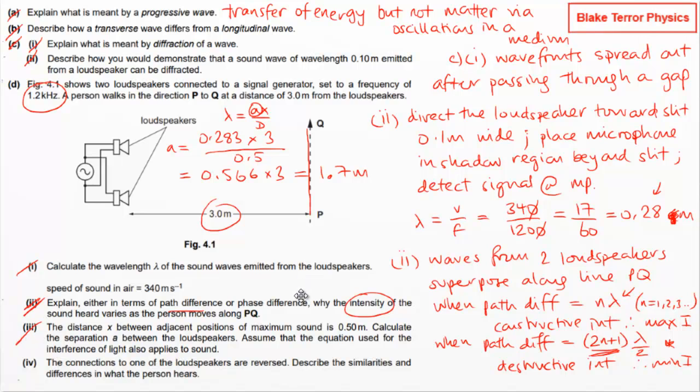The connections to one of the loudspeakers are reversed. Describe the similarities and differences in what the person hears. Right, if you flip over one of the connections, what we're going to be doing is putting a phase shift in. So they're going to start off anti-phase. So we can say, let's say that initially, the loudspeakers will now start anti-phase.